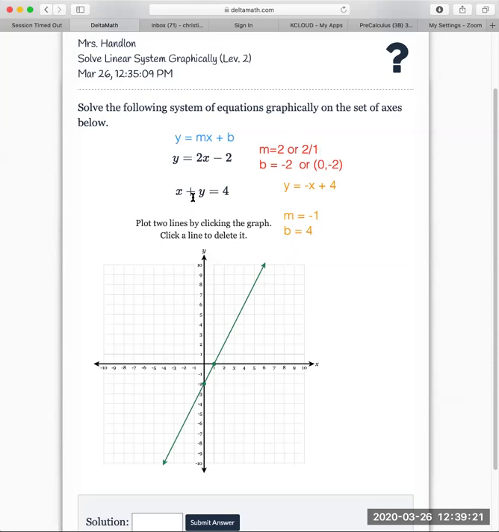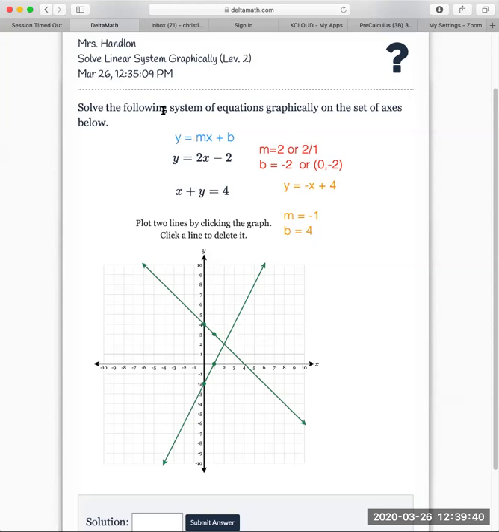Now, let's do the second line. x plus y equals 4 had a slope of negative 1 and a y-intercept of 4. Start on the y-axis always. That's my b value. And I'm going to go down 1 over 1. And that gives me my next line.